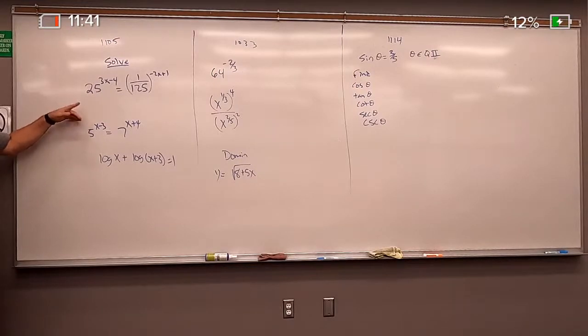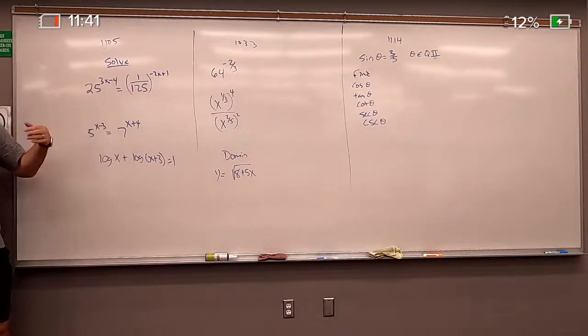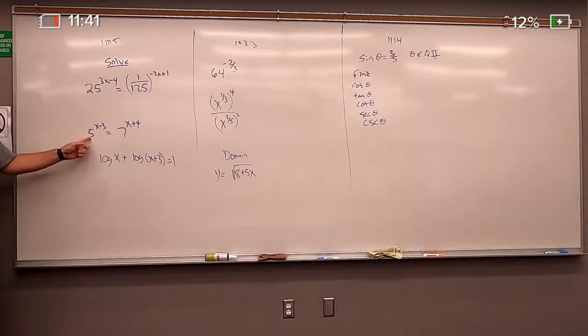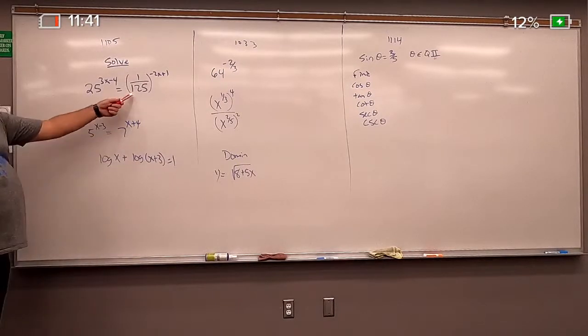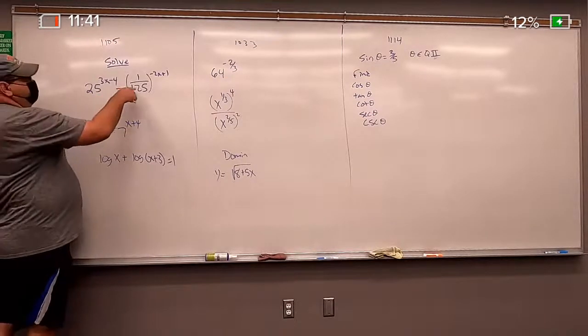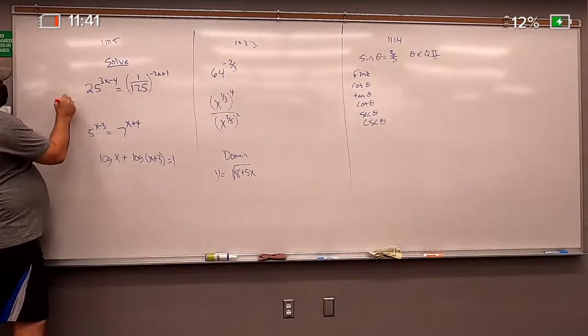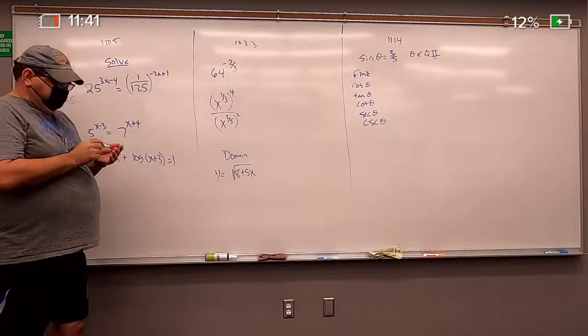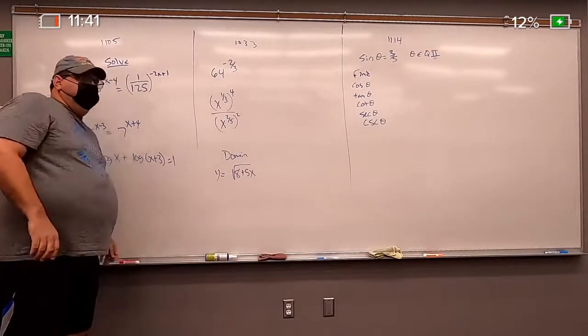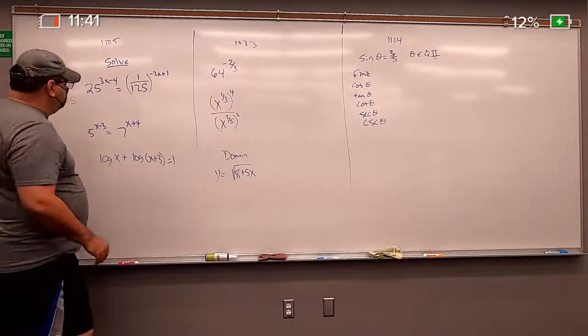This one is working a little bit differently than this one. The reason why is because both of these can be written as base 5, so I can get those into the same base. Anytime you have a fraction, as a general rule, you're going to want to switch it from a fraction and make it a negative exponent.